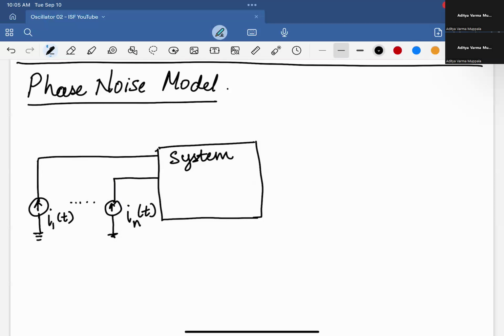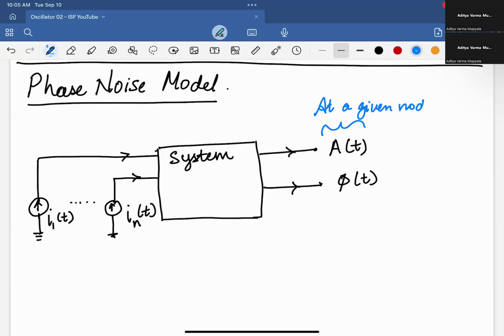So let's say there are n noise sources, and at some node, we are looking at the amplitude and the phase. So that's the kind of system you have: n inputs for n different noise sources, and at a specific output node, let's say the gate or the drain of a transistor in this entire system, we're looking at the amplitude and phase, right? So this is at some given node.